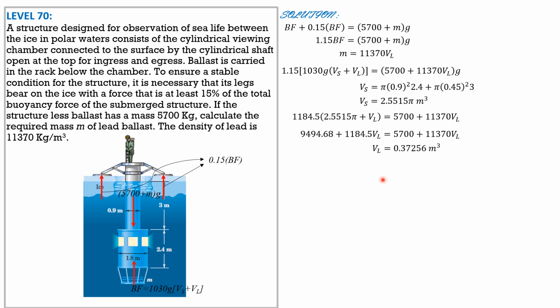So the mass of lead ballast is density, 11,370, times 0.37256. So solving for m, it is equal to 4,236 kilograms. So that's it for this batch of problems.